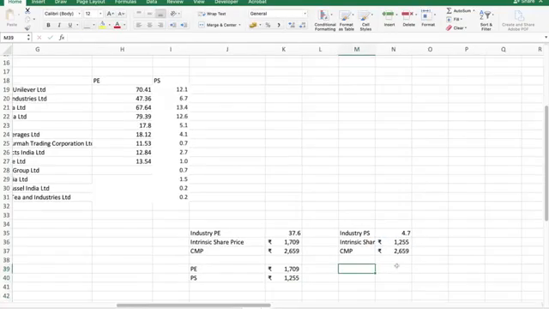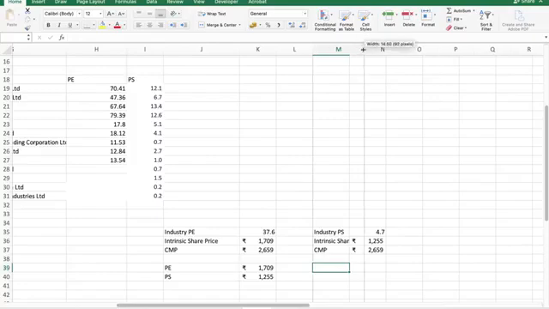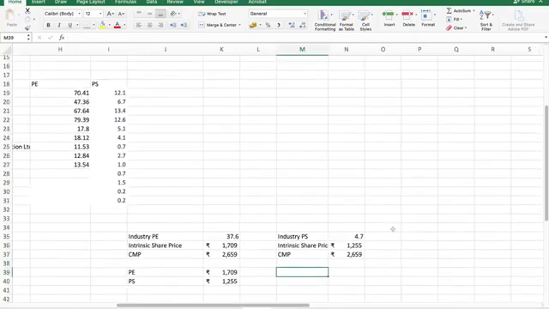All right. There are other multiples as mentioned. We can also use EV by S. Okay, so I'll show you EV by S as well.